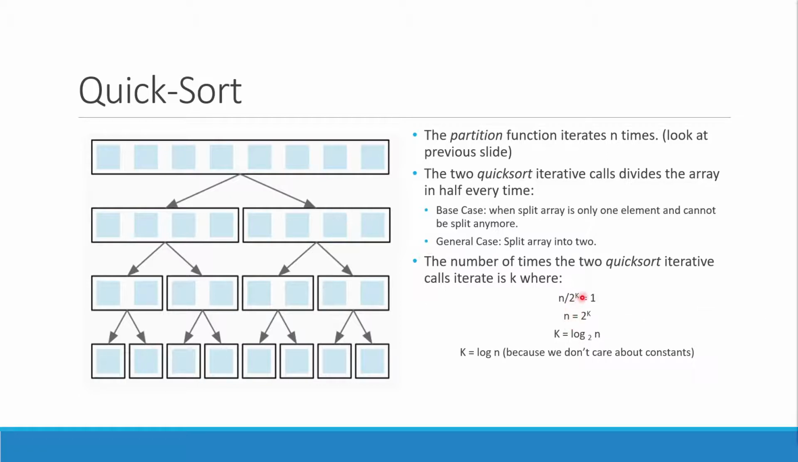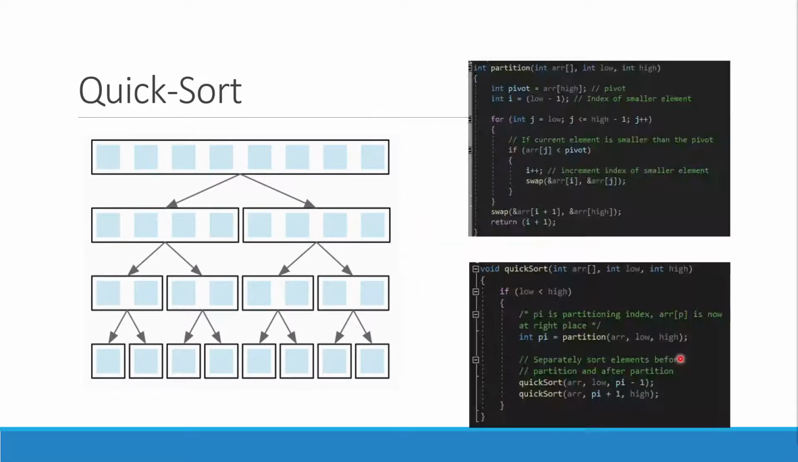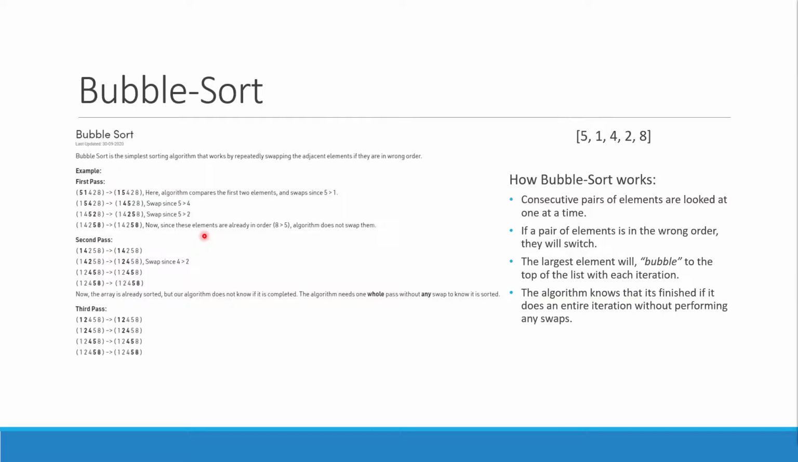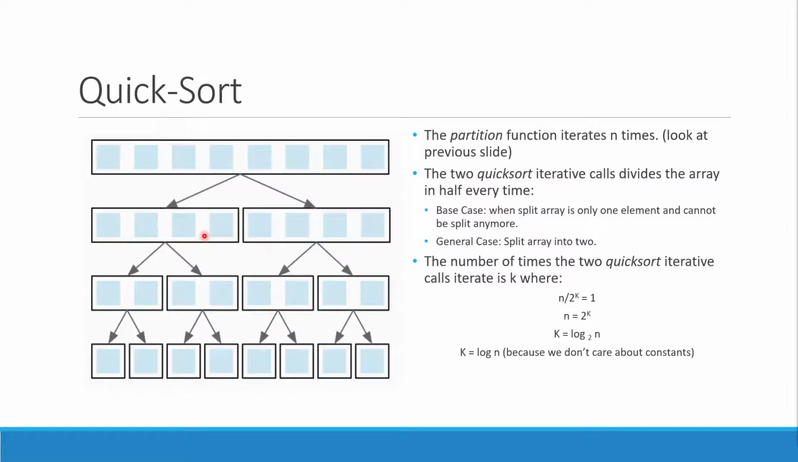So if we want to find the value of k, it's very simple. We just need to do a little bit of math. Multiplying both sides by 2 to the k, we get n equals 2 to the k. And solving for k, we get k equals log n base 2. But here's the thing. Because we don't care about constants, if you go back to this rule here, constants are ignored. Because of that, the number of times in which the two quicksort recursive calls iterate is going to be log n, where n is the input size, okay?